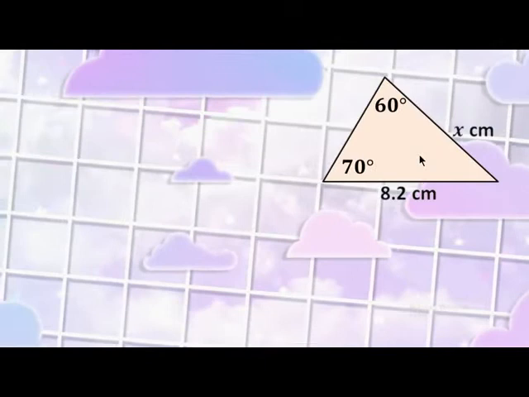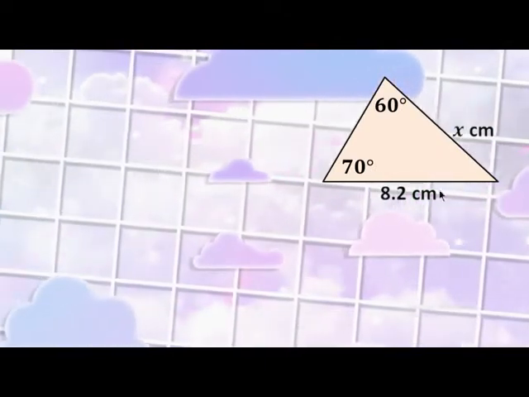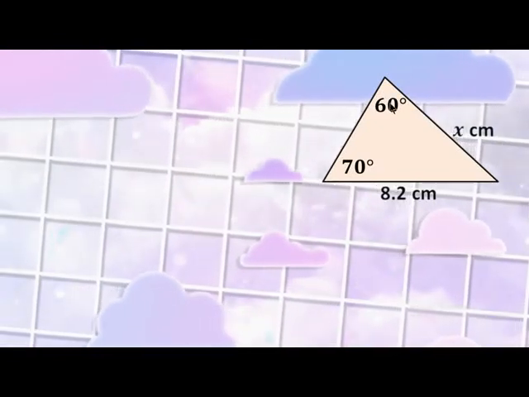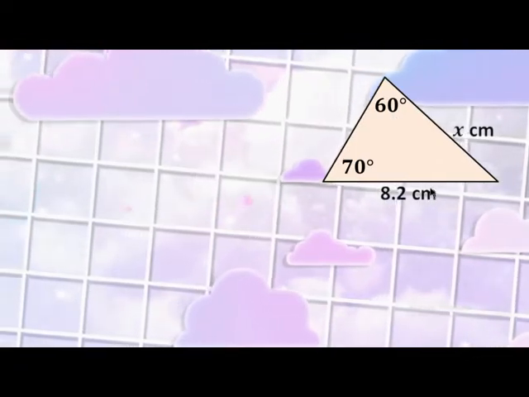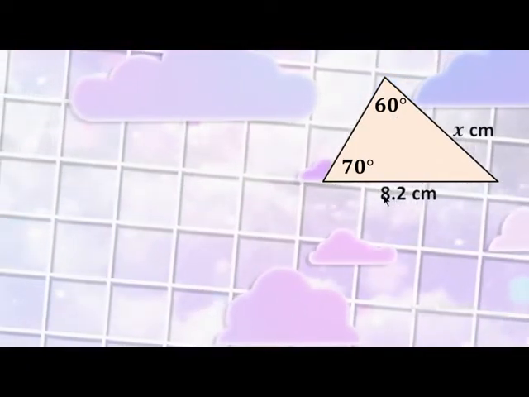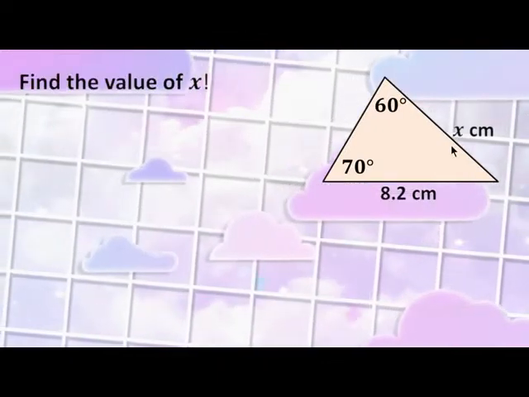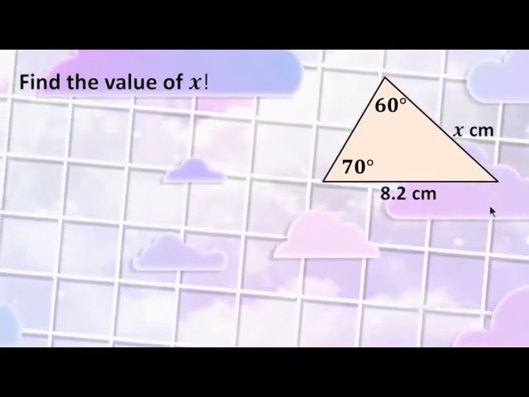How to use this formula? Like the example. There is a triangle. We know two angles, 60 degrees and 70 degrees, and one of the sides is 8.2 centimeters. So now find the value of x. x is the other side of that triangle.